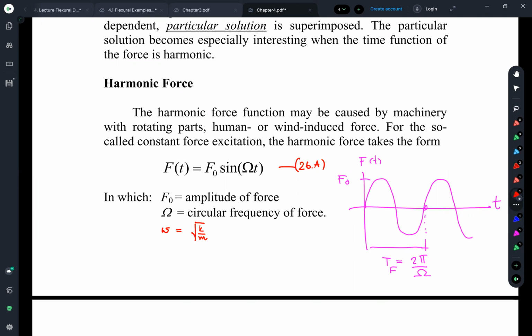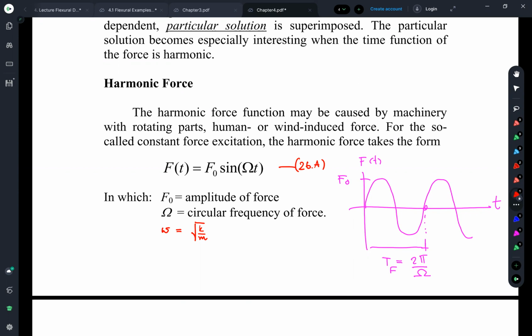But in equation 26a, the big omega is defined as the frequency of the force, not of the building. So the force acting on your building, whether its frequency is fast or slow, depends on this big omega.